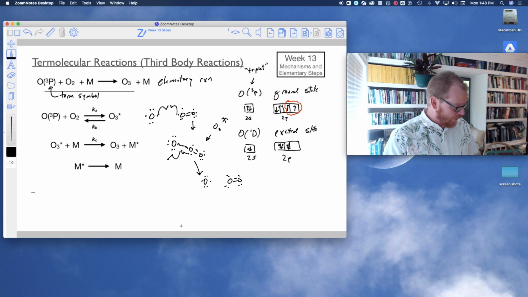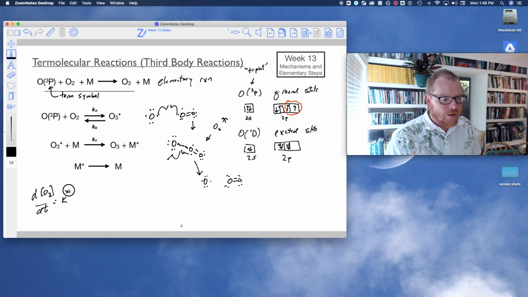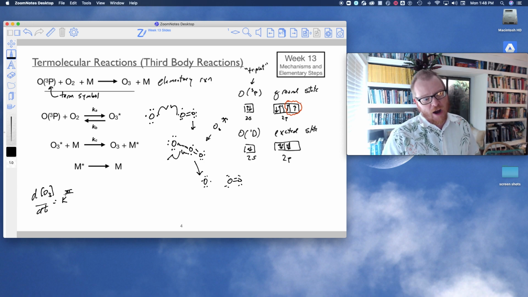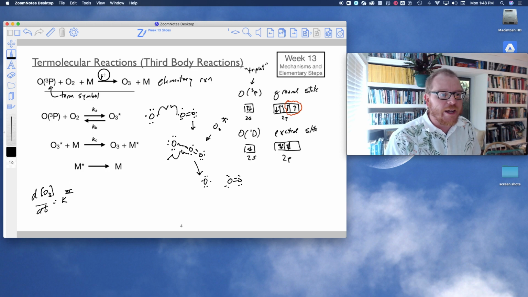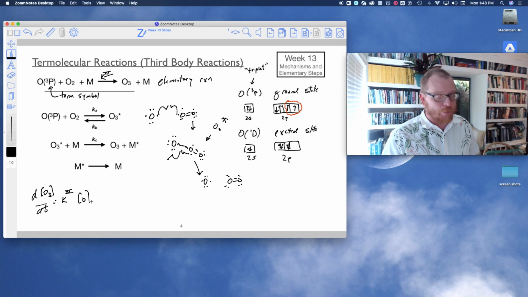But what we could do at first is put this together as d[O3]/dt equals k, and I'm going to use slightly different nomenclature. I'm going to say k with Roman numeral 3, and that Roman numeral 3 represents our third order rate constant. So k3 times [O] times [O2] times [M].